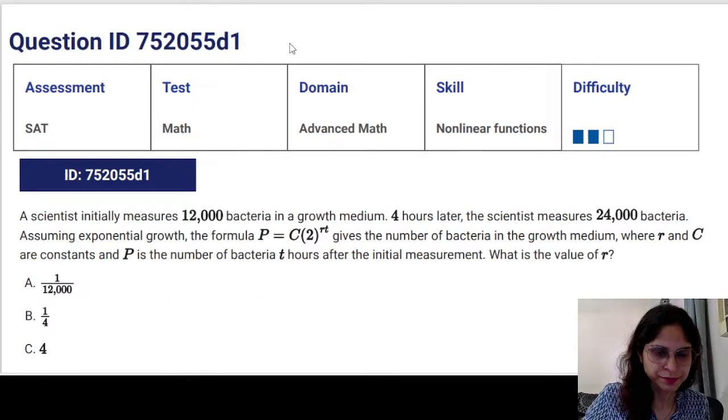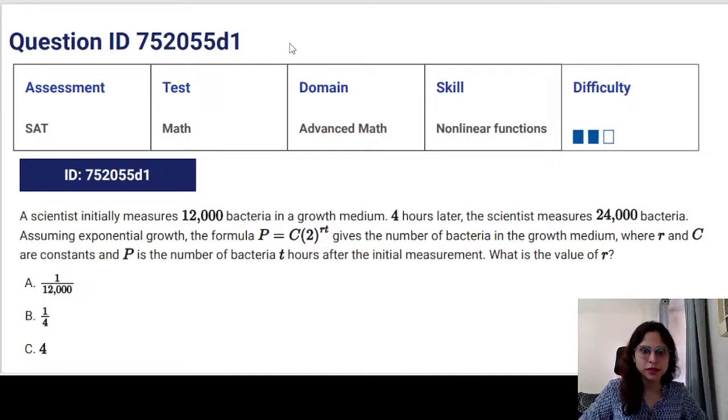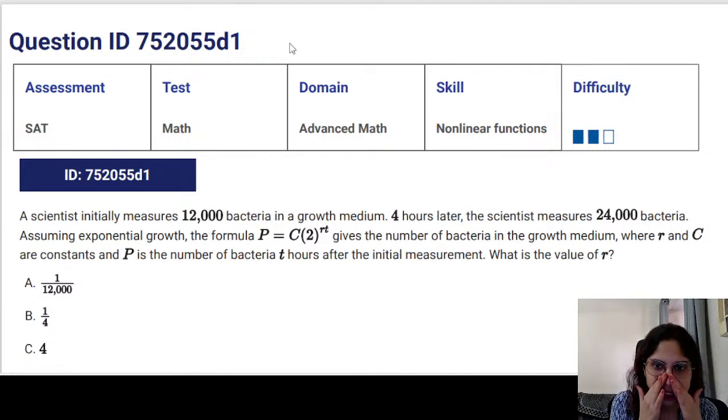Here also, a scientist initially measures 12,000 bacteria in a growth medium. 4 hours later, the scientist measures 24,000 bacteria. Assume exponential growth. The formula P equals C times 2 to the power RT is the number of bacteria in the growth medium, where R and C are constant. P is the number of bacteria T hours after the initial measurement. What is the value of R?